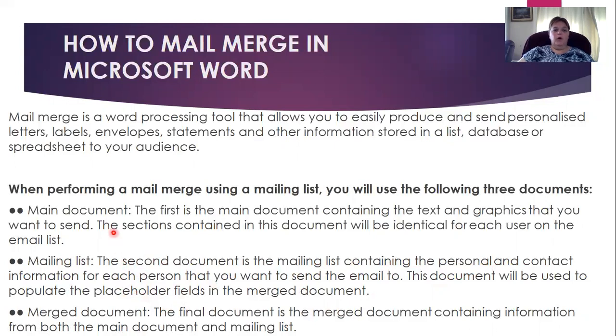Then the last bit, once I've written my letter, then I have set up my recipients, and the third part is I'm going to have to save all these letters. So that is going to be my merged document. I won't have a separate document on my system for each person. It is going to appear as one document, and on each page, a new recipient will be. So the final document is the merged document containing information from both the main document and the mailing list.